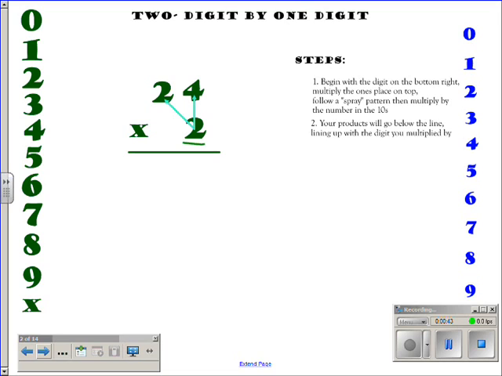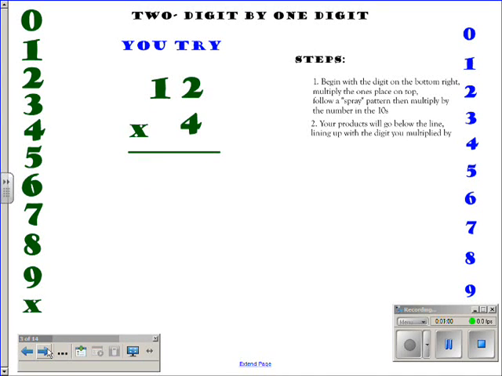So 2 times 4 is 8, and you will see that 8 is directly below the 4. Then we have 2 times 2 is 4, and the 4 is directly below the 2. So that is how you do 2 by 1 digit. Okay, you go ahead and try. Pause the video, do this problem, and then come back and check and see how you did.